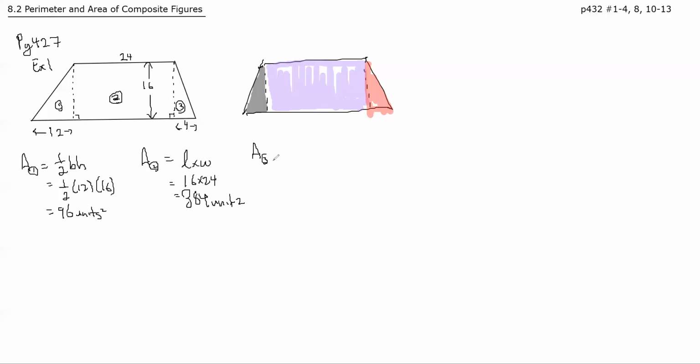And the area of number 3 is going to be half base times height, which is half 4 times 16, which is 32 units squared. So the area total of the entire shape is going to be 96 plus 384 plus 32, which is 512 units squared. Okay. Seems simple enough, but what if the question got a little bit more interesting?